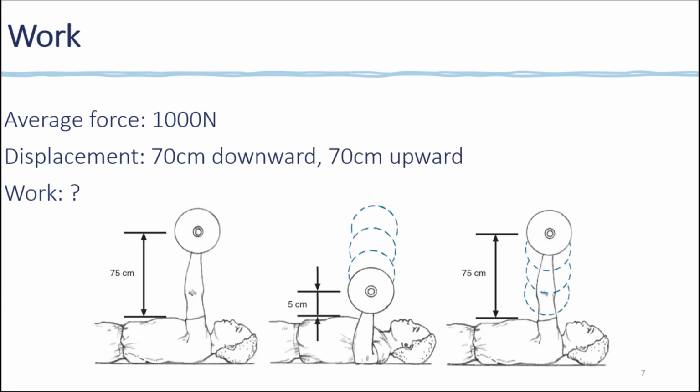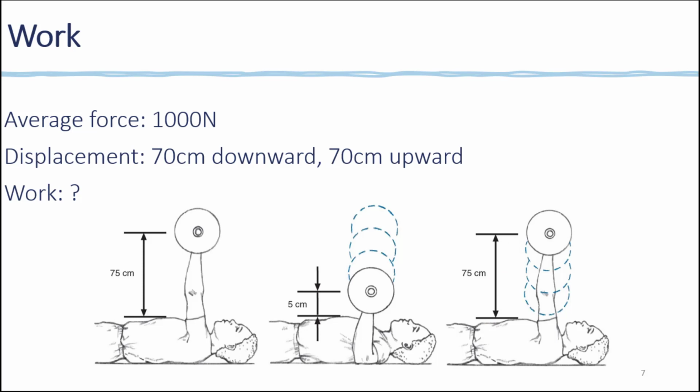So let's try an example that's a little bit more complex. We have this weightlifter that bench presses a 1,000 Newton barbell. So this is the 1,000 Newton barbell here. He begins the lift with his arms extended and the barbell 75 centimeters above his chest. So this is the beginning of the lift. The lifter then lowers the barbell and stops it when it's 5 centimeters above his chest. He pauses and then he lifts the barbell upwards away from his chest and back to that original starting position of 75 centimeters above his chest.